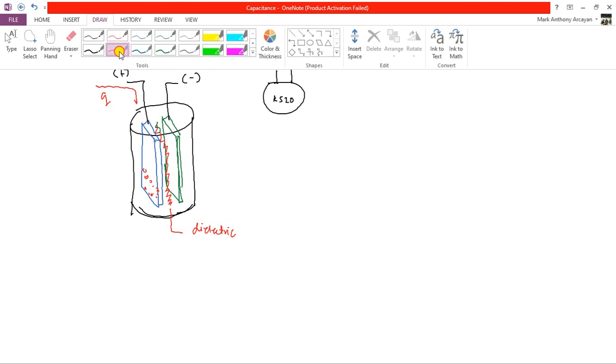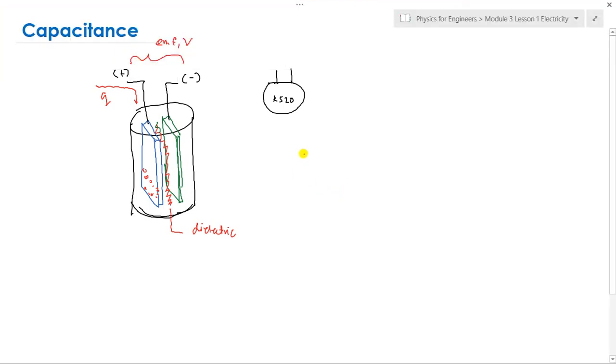Okay, for capacitance, there is a relationship between the charge and the voltage. If the voltage is higher, you can store more charge. Like water, if the pressure is high, you can put in a greater amount of water. So here, the proportionality constant between them is what is known as C, in Q equals CV. So this is the capacitance.